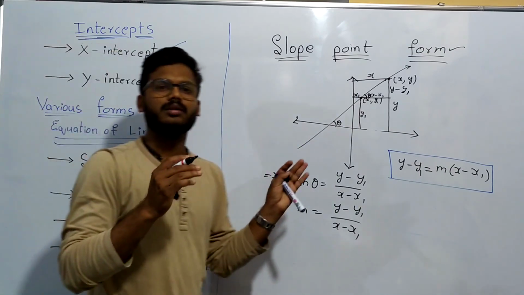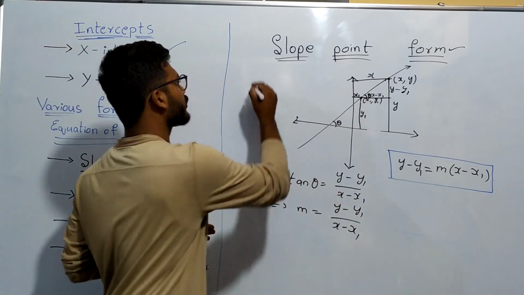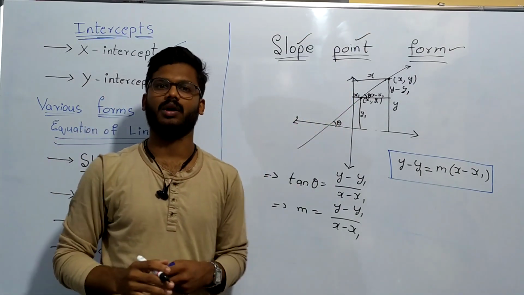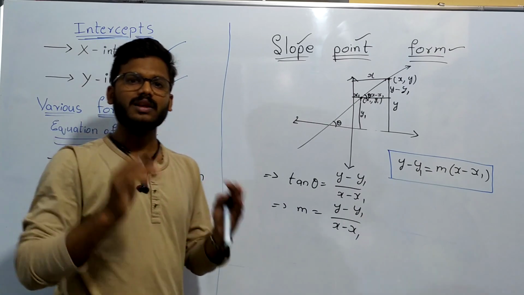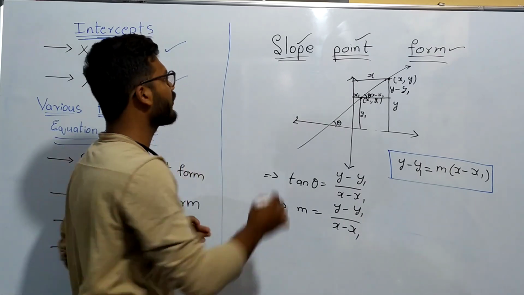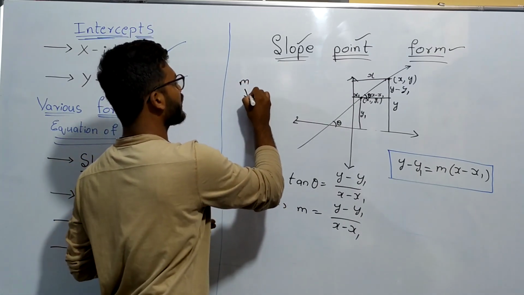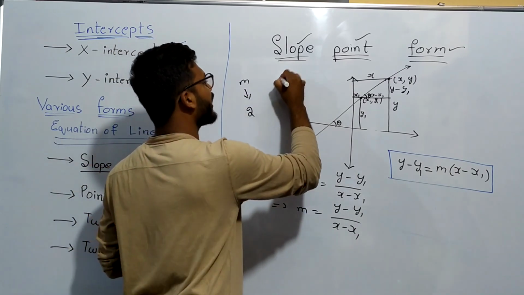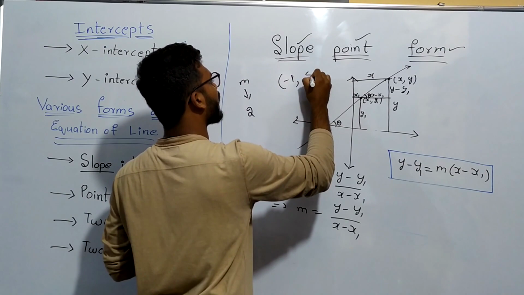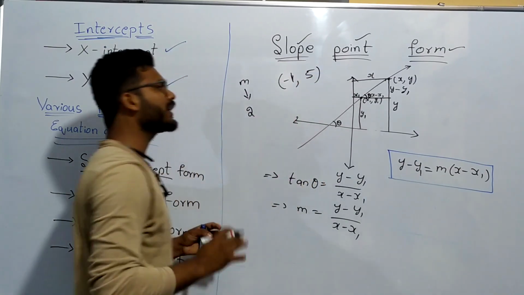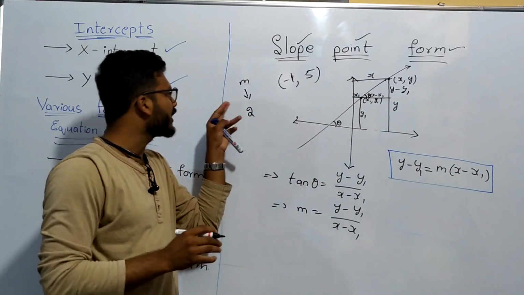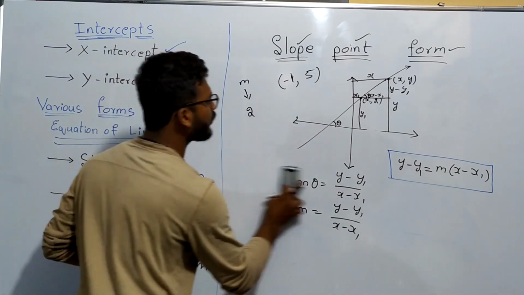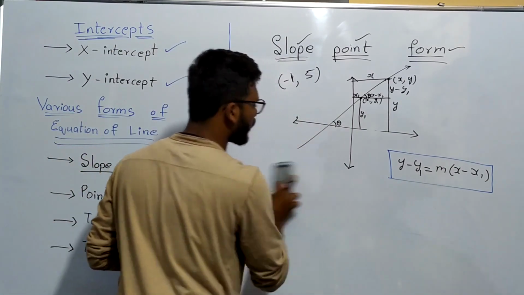How to find the equation of a line when we know slope and one point? See, let us take an example now. Find the equation of the line if the slope is 2 and it passes through the point minus 1 comma 5. That means I know slope and one point. So what do I have to use? I have to use the point slope form or slope point form.